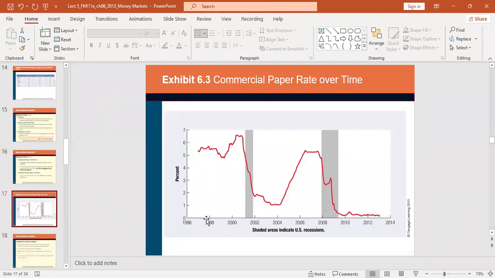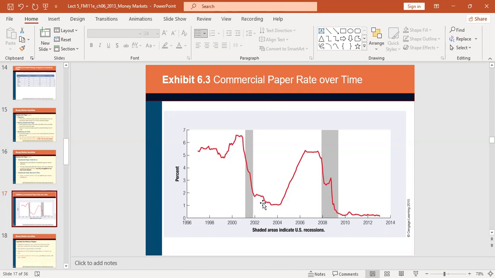You can see in 1998 it was 5%. In 2000 it drops to about 4.7. Then it goes up. Then in the crisis of 2002, the shaded region means crisis, you can see that the commercial paper rate declined during the crisis.